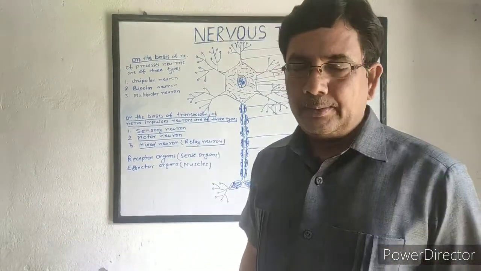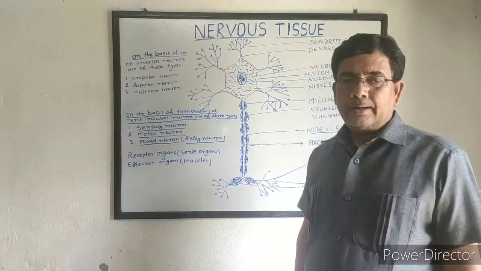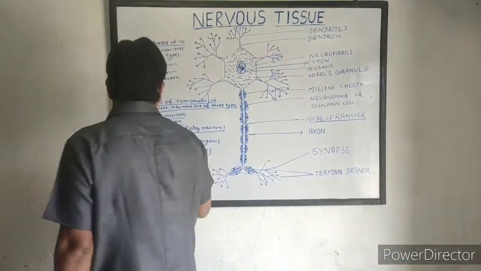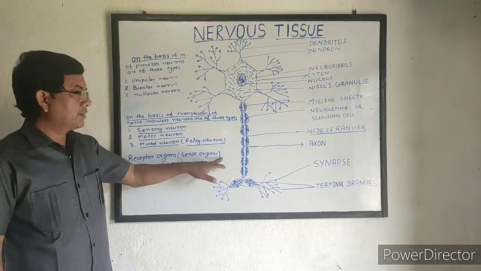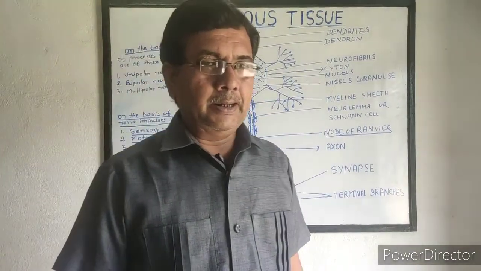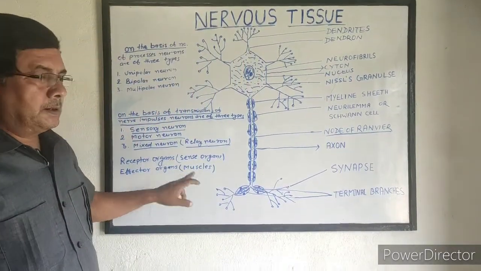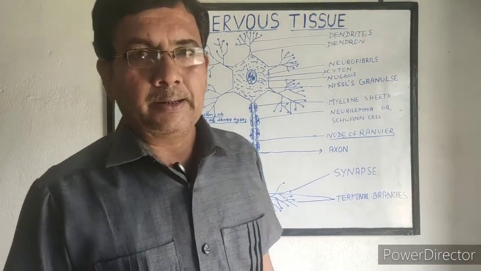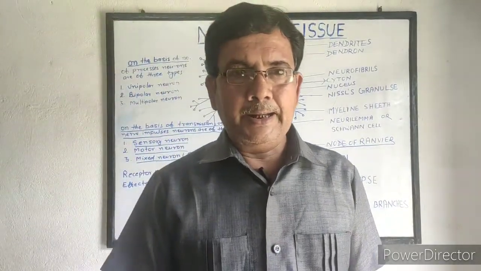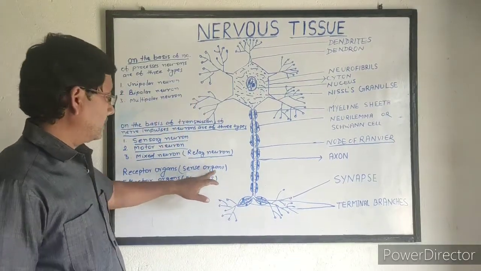Now we study the functioning of a neuron. That means neurons receive impulses, stimuli, from receptor organs, that means sense organs. Those organs which receive changes in the environment, in the form of stimuli, are called receptor organs. Receptor organs are the sense organs, just like eye, ear, nose, tongue, skin. These are our sense organs.